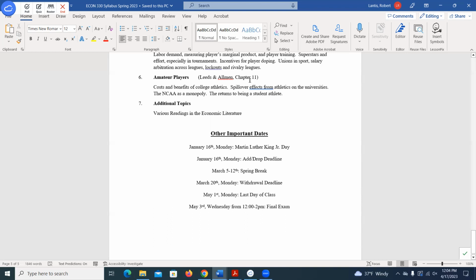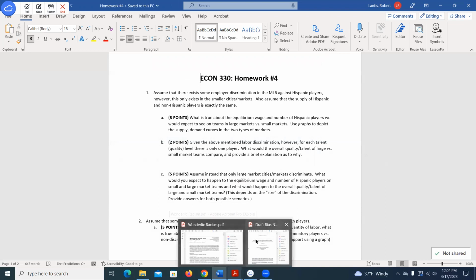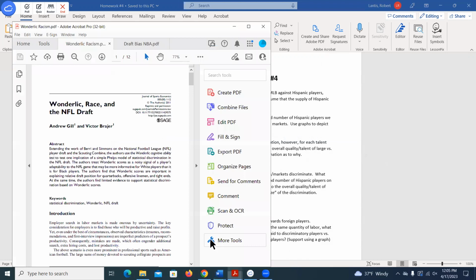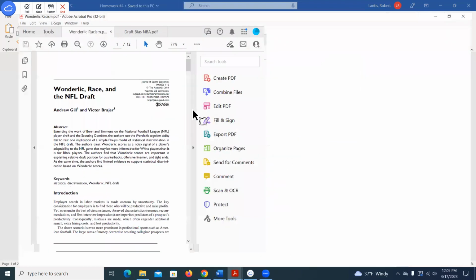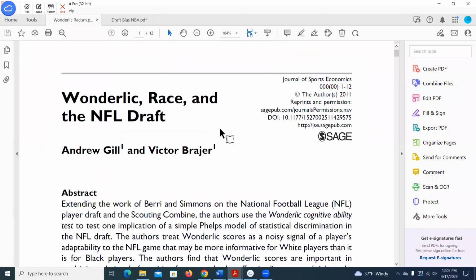All right, so where do I want to start? I think I'm going to start with this paper, and then we will kind of move towards doing a little bit of review of some of the homework problems. So I put this up on Canvas. I think I called it like Wonderlic discrimination or something like that.